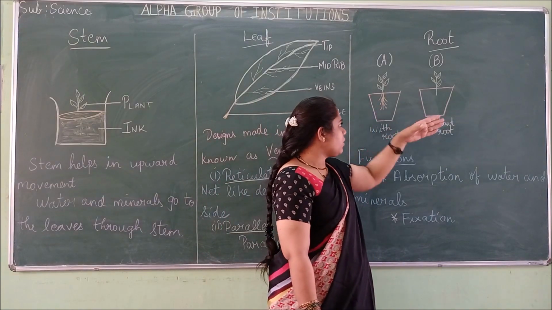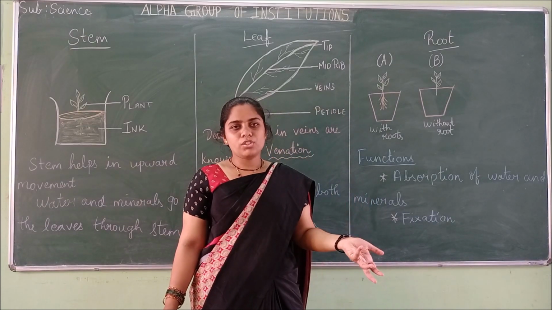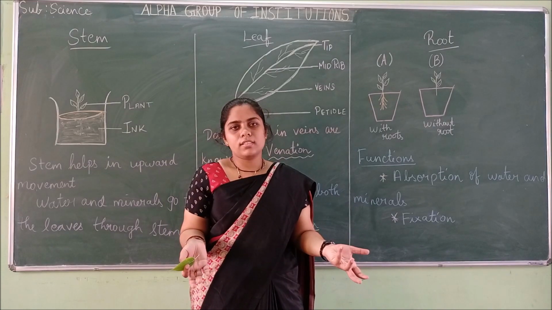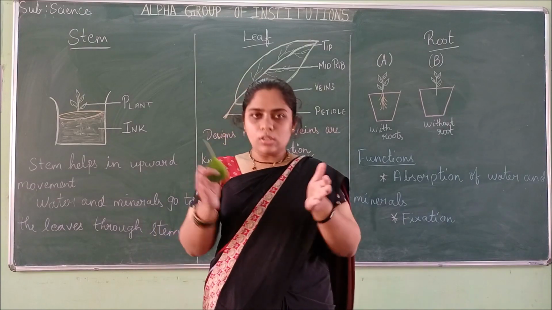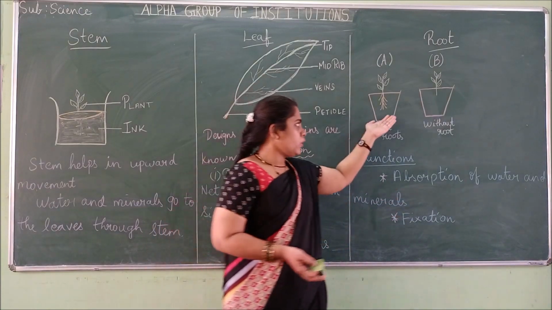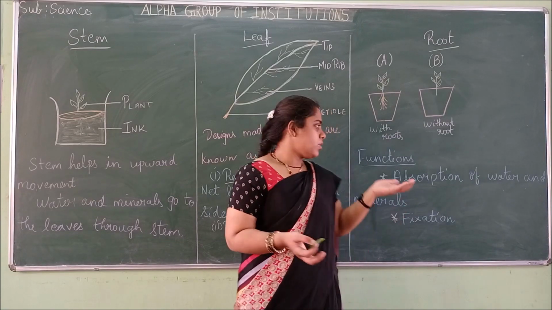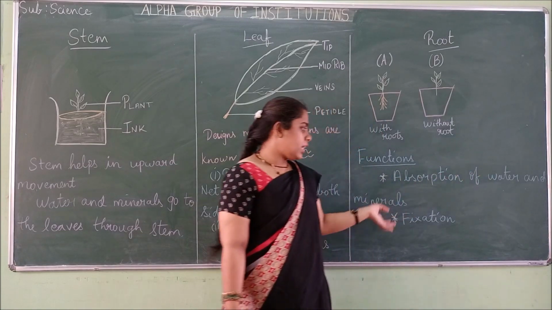What happens if we cut this root and place it? Now, no functioning takes place. It will be like that only. If you don't get food, what happens? We cannot eat. We will be like that itself. We won't grow. So like that only. These roots are very important. They help in absorption. So, the functions are absorption of water and minerals.